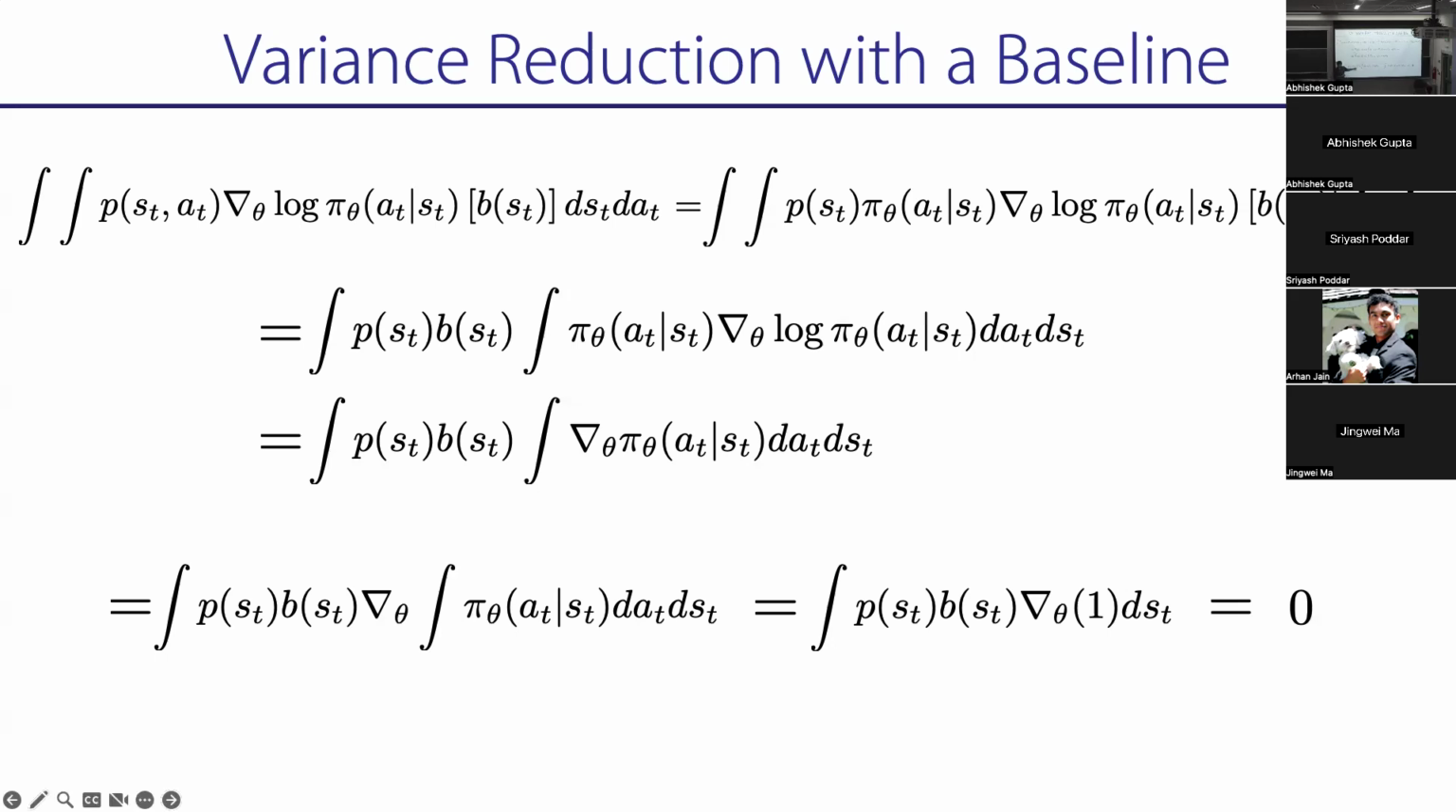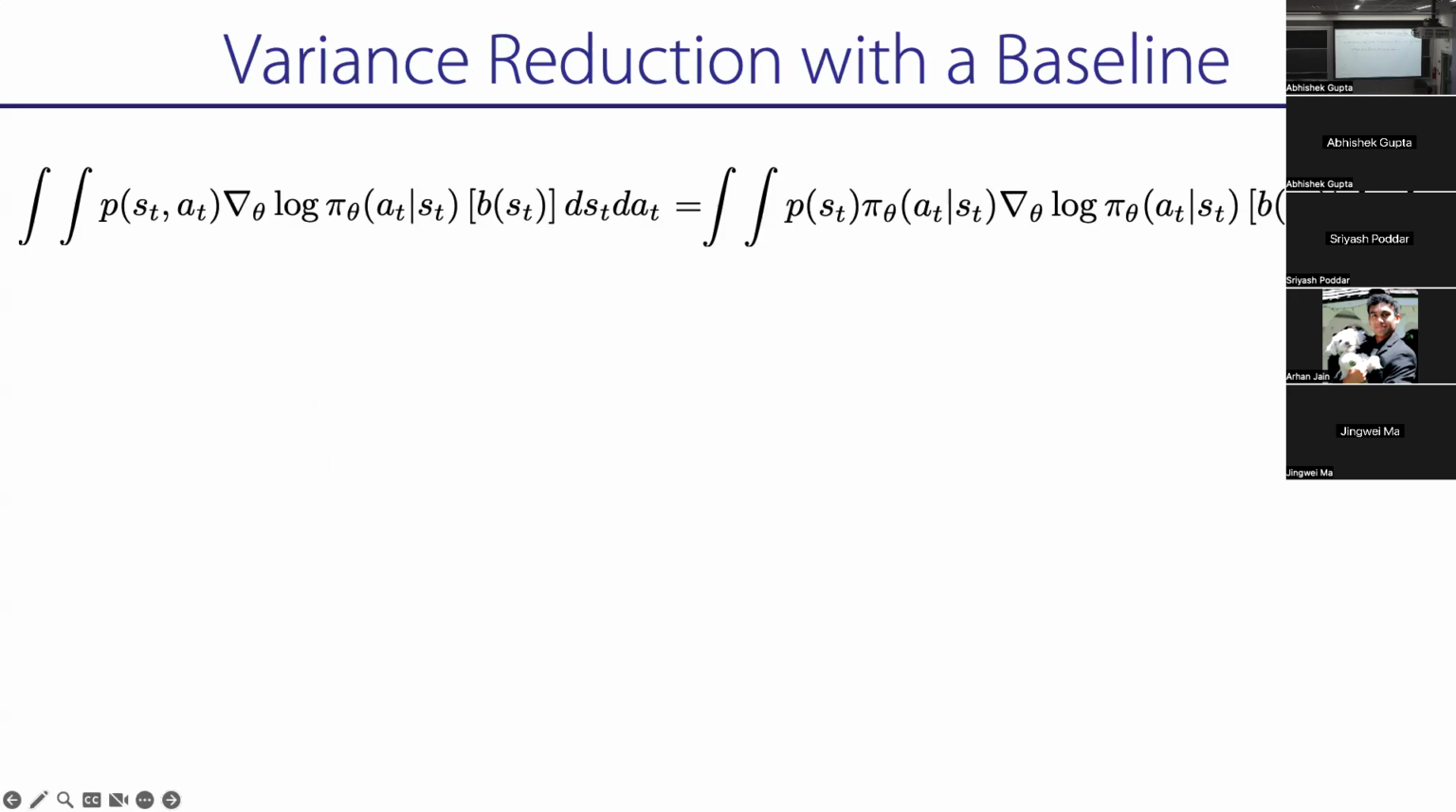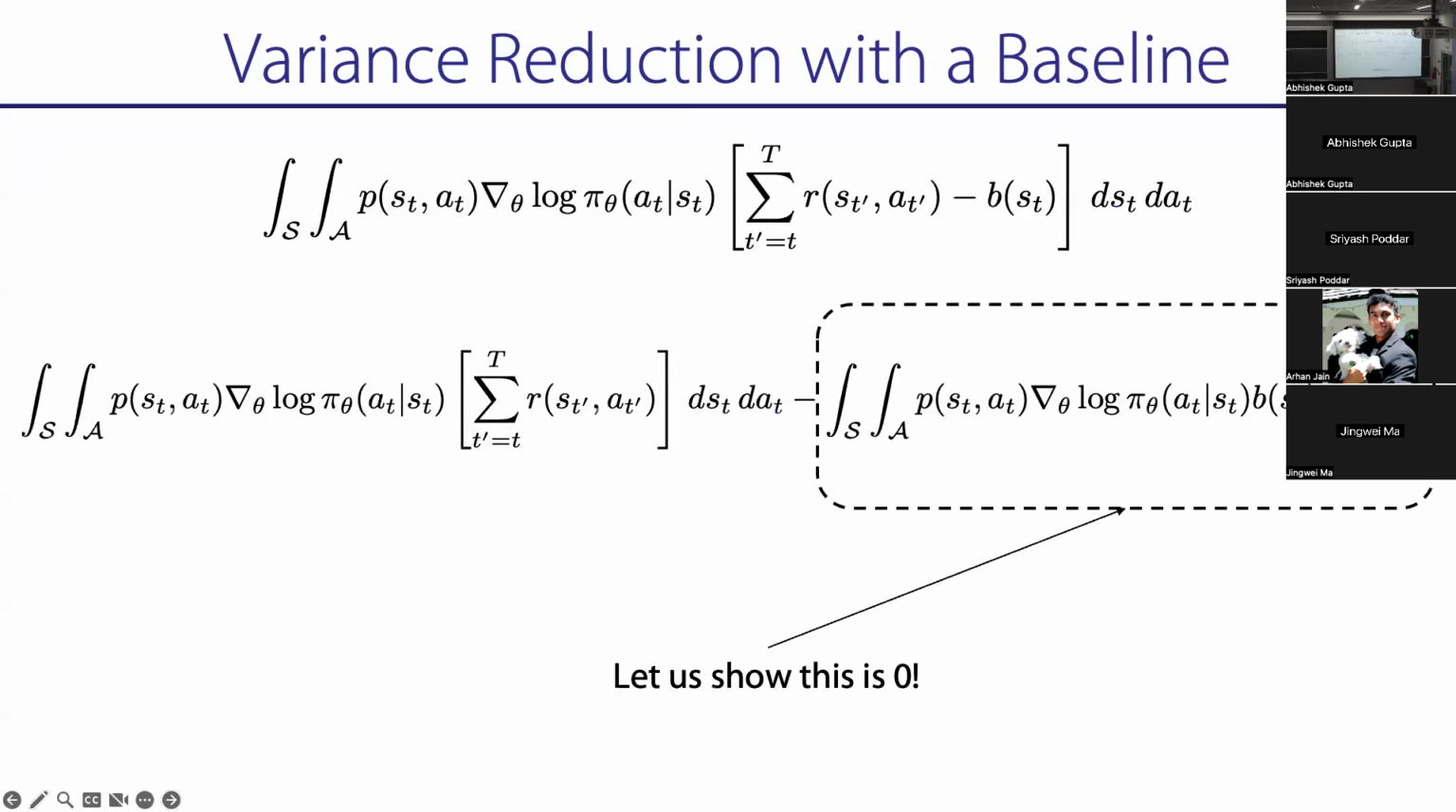So that's interesting. Earlier we had a summation for the videos, like summation of the rewards minus B. I think I should be a little more precise there. This is going to be a summation of rewards. Oh, I see. Because notice that this is over T and this is over T prime.